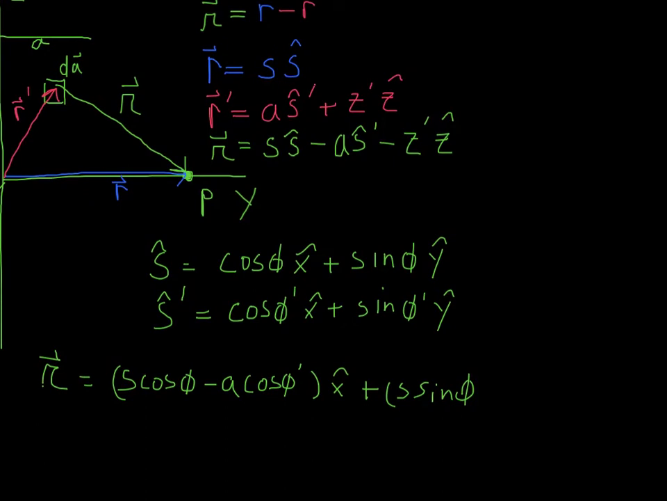Okay, where were we? Minus A sine phi prime y hat, and then, oh thank goodness, the last component is easy, minus z prime z hat. All right, let's copy this over to the next page, and then guess what you're going to do if you want to find the magnitude? Let's square each component and square root it.